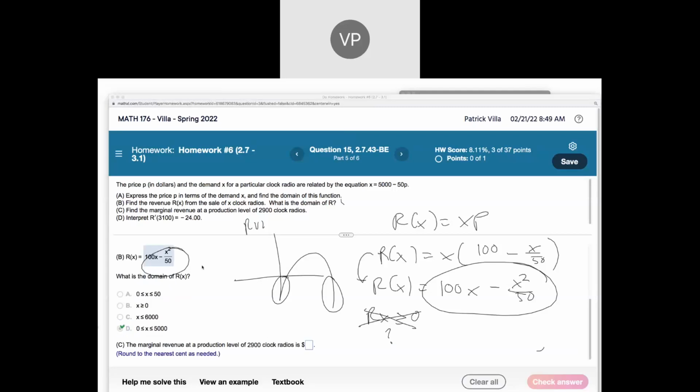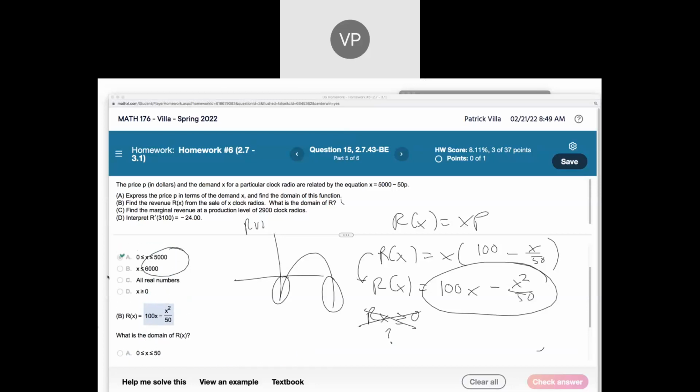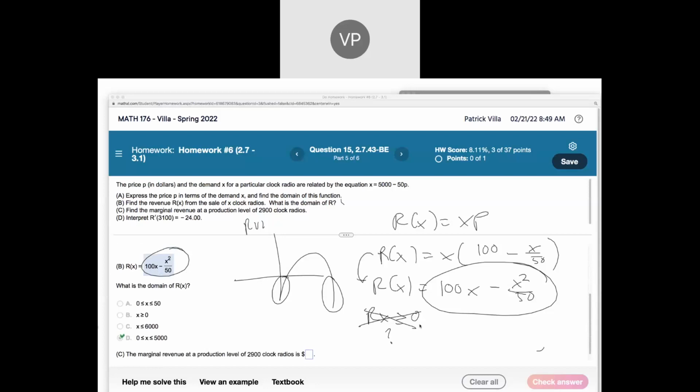And you see it's the exact same thing right here. We get that D, it's the same thing. So kind of a tricky one. Just remember, whatever it is for the profit, that has to be a certain set number. It's going to translate right over to the revenue. The revenue does not have to be greater than 0. So whatever you found as the domain for the profit is the same thing for the revenue right here.